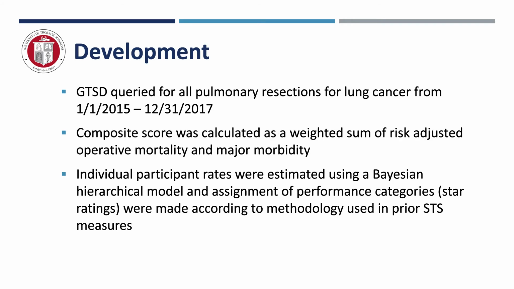The development of the measure was similar to that of the lobectomy and esophagectomy composite scores. The General Thoracic Surgery Database was queried for all pulmonary resections for lung cancer between January of 2015 and December of 2017. Composite scores were calculated as a weighted sum of risk-adjusted operative mortality and major morbidity. Major morbidity was defined a priori, consistent with the morbidities included in the pulmonary resection composite. Individual participant rates were then estimated using a Bayesian hierarchical model, and assignment of performance categories or star ratings were made according to the methodology used in the prior STS measures.